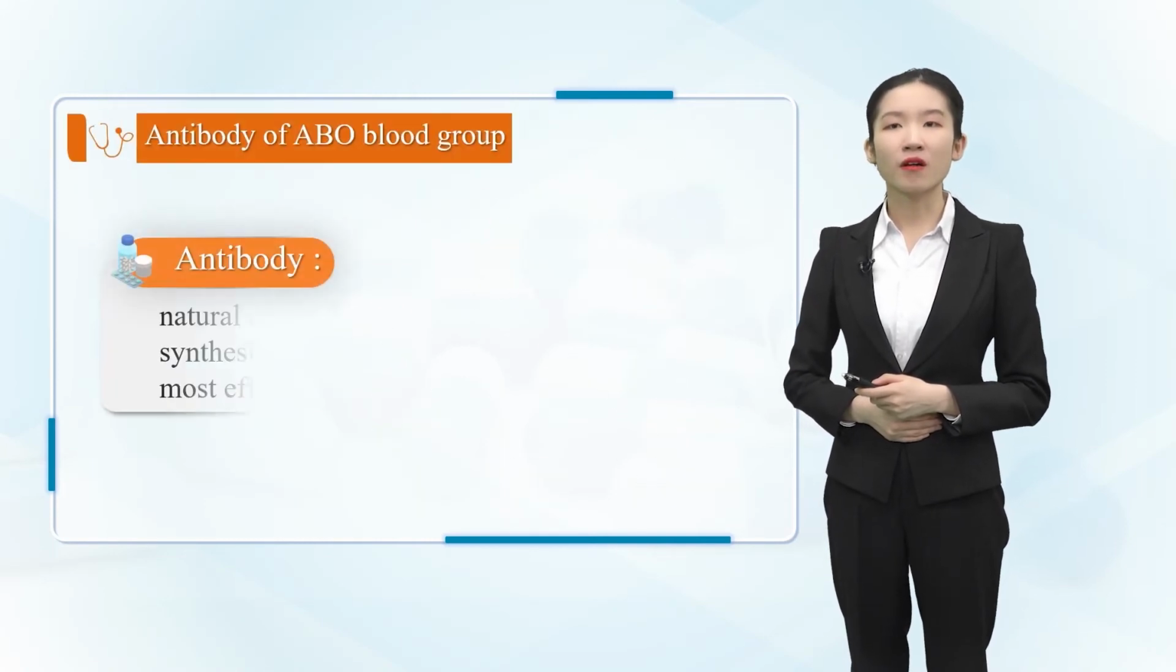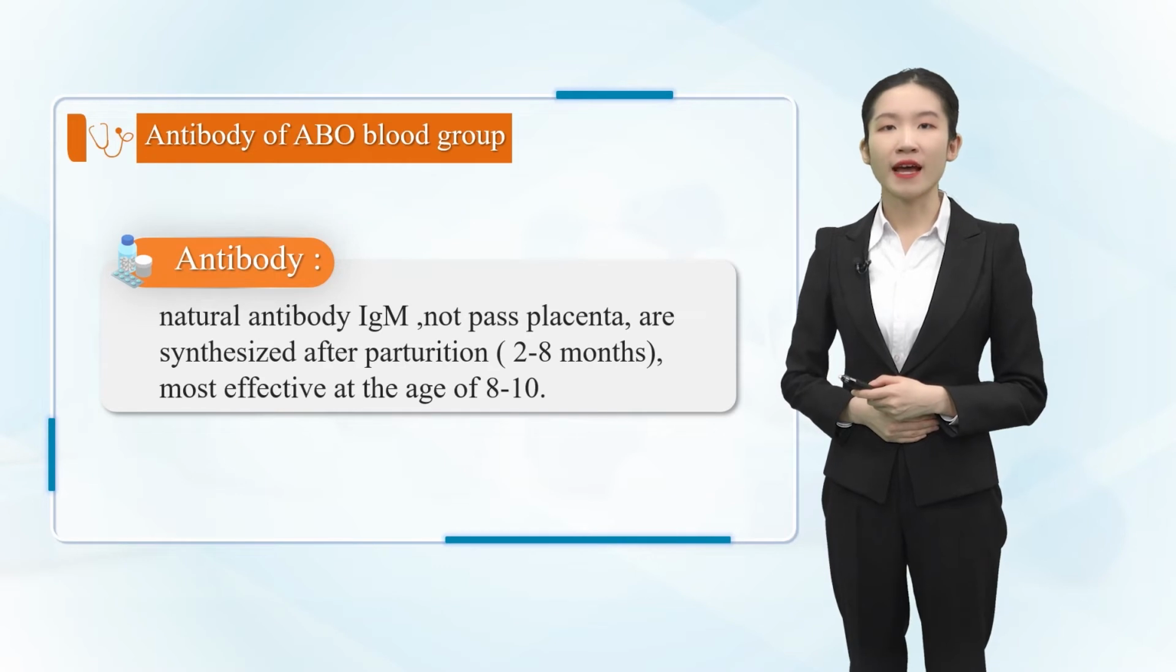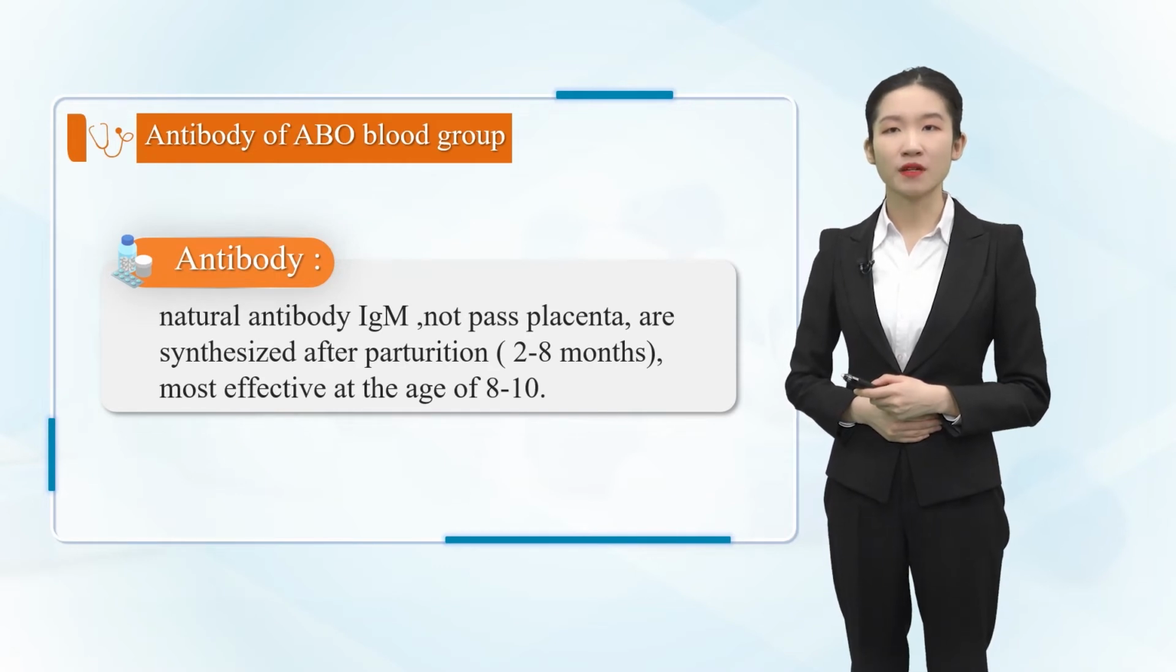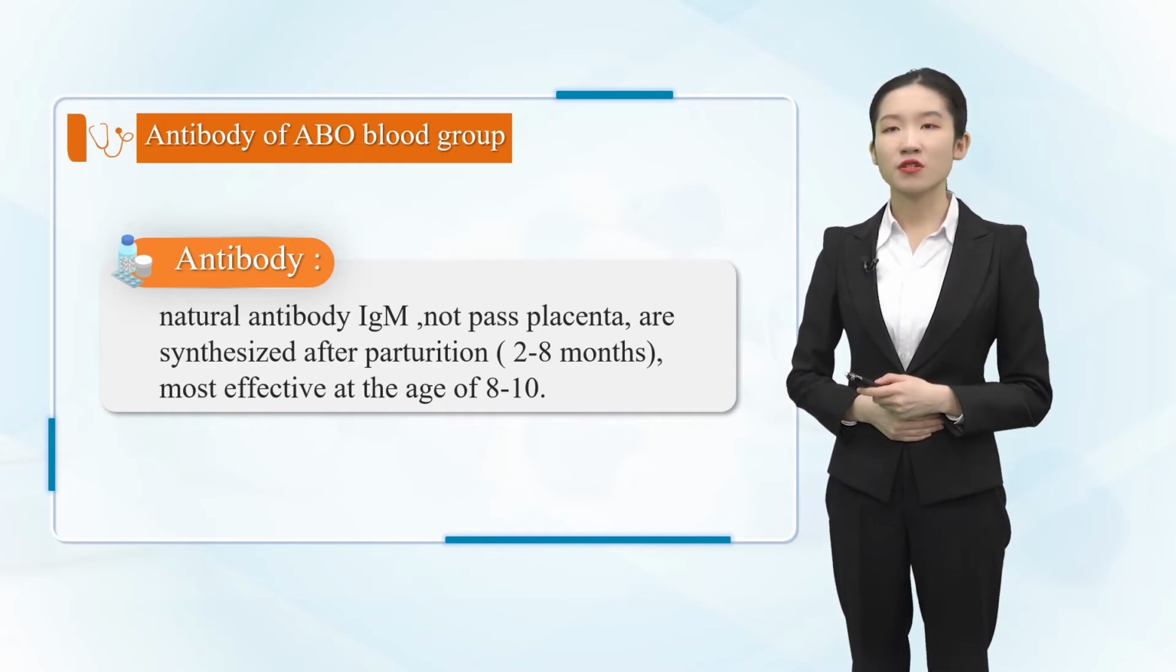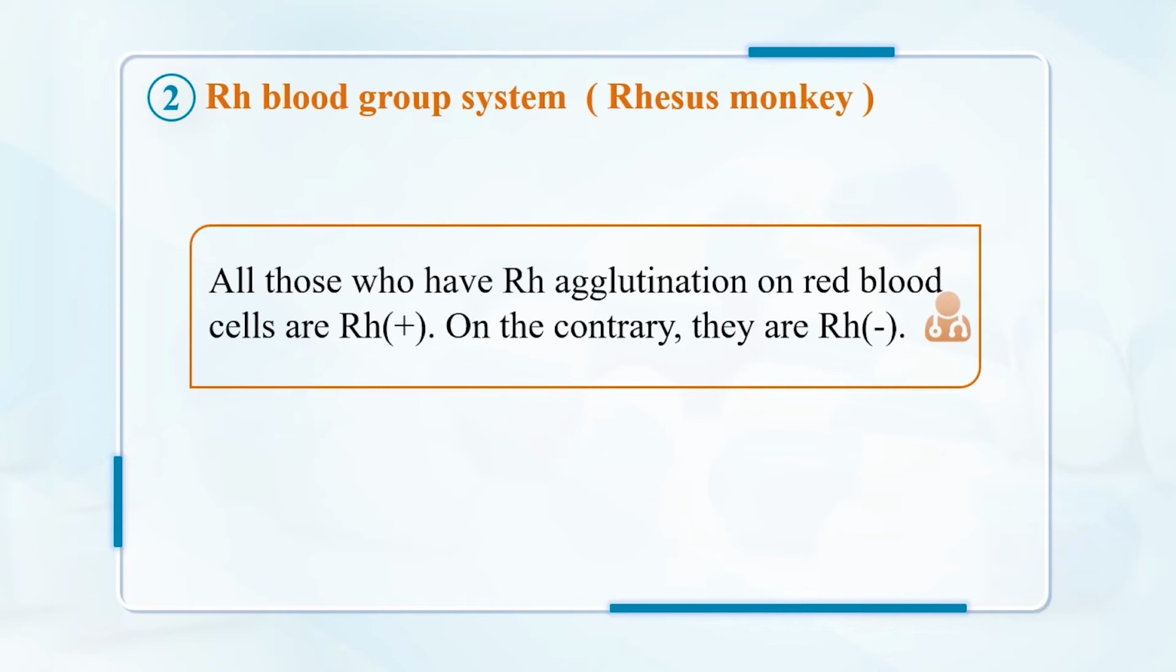Okay, let's learn more about the antibodies of ABO blood group. The antibodies of ABO blood group are natural antibodies, IgM. They don't pass the placenta and are synthesized after parturition, about 2 to 8 months, and are most effective at 8 to 10 years of age.